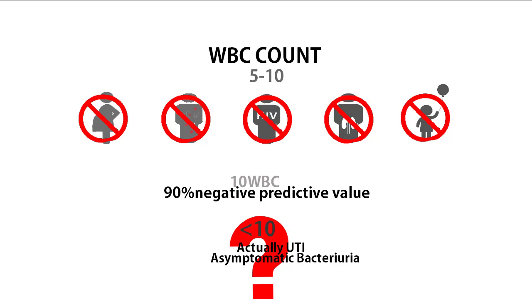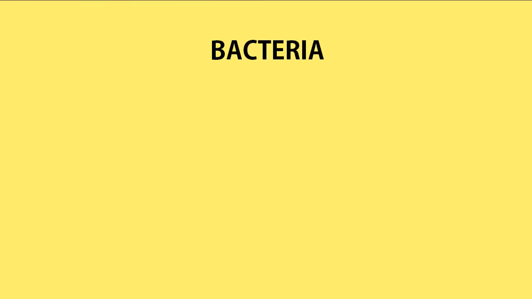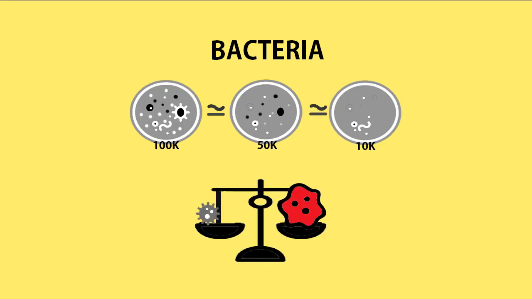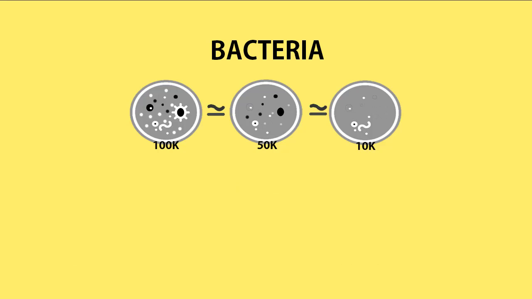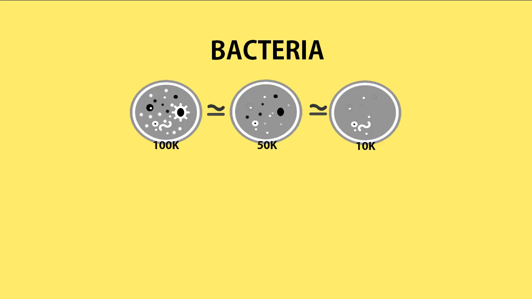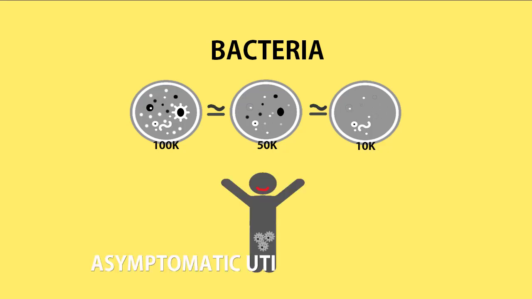asymptomatic bacteriuria. A UA with greater than 100,000 bacteria is no different than a UA with 50,000 or 10,000 bacteria when it comes to whether you should treat or not. The amount of bacteria does not increase the likelihood of having a UTI. Treating is correlated with symptoms, risk factors, and positive UA. Asymptomatic UTIs typically do not need to be treated.